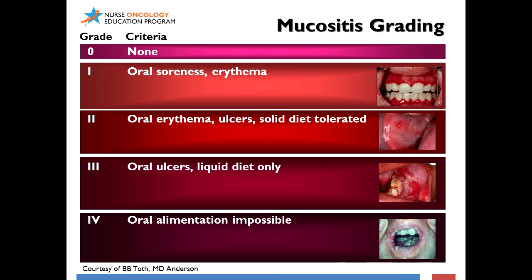This is the World Health Organization scale, which includes a 0 to 4 rating, with 4 being the most severe. The pictures to the right are courtesy of Dr. Toth from MD Anderson Cancer Center. This scale is one that is commonly used in clinical practice for an assessment of the oral cavity, and it's important for nurses to assess the mouth and to document and to grade what type of mucositis the patient has in order to intervene appropriately.